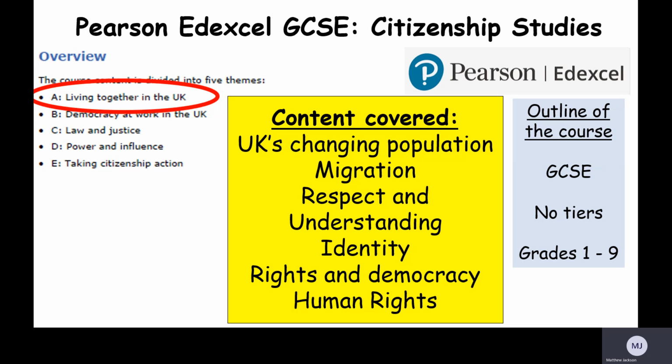The content covered there is the UK's changing population, migration, push and pull factors, respecting and understanding people's diversity, prejudice, human rights, discrimination, democracy, identity, and the idea of multiple identities, and also human rights and how they affect us.